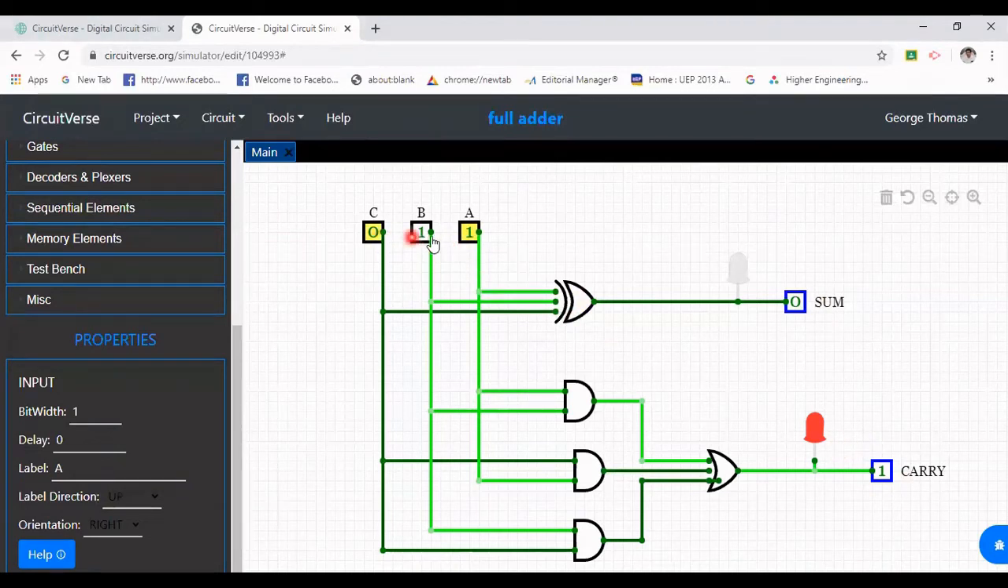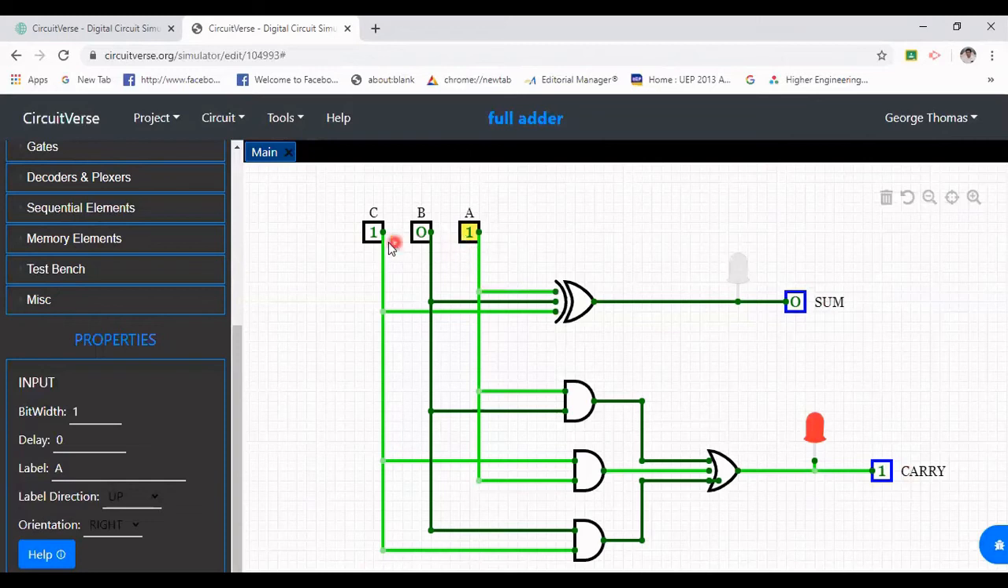Next case, 1 0 0. 1 plus 0 plus 0 is 1. Therefore, sum is 1 and carry is 0. Then 1 0 1. 1 plus 0 plus 1 is 10. Sum is 0 and carry is 1.